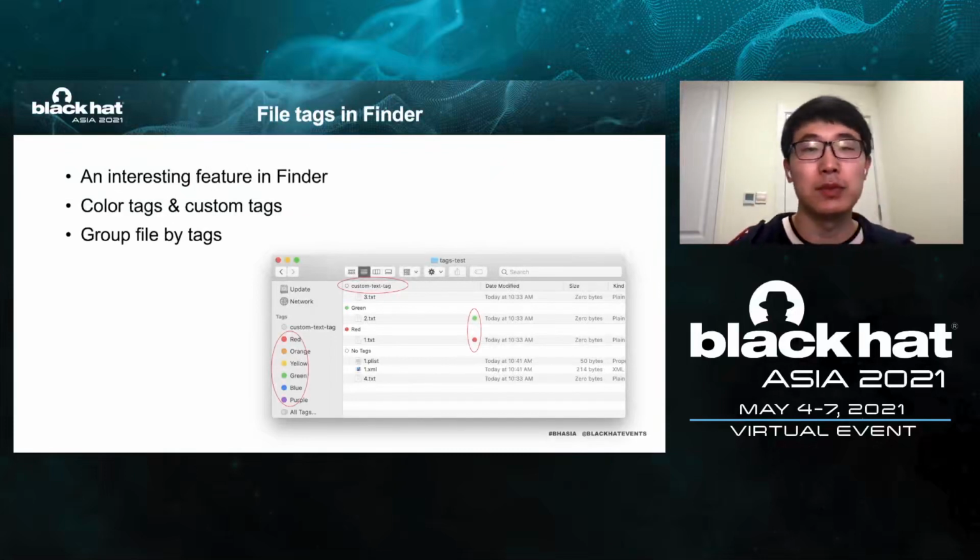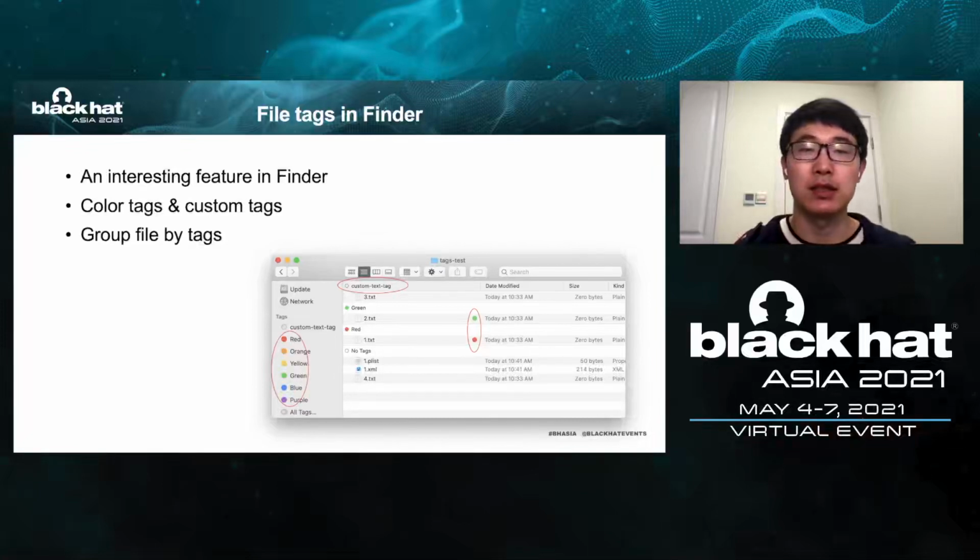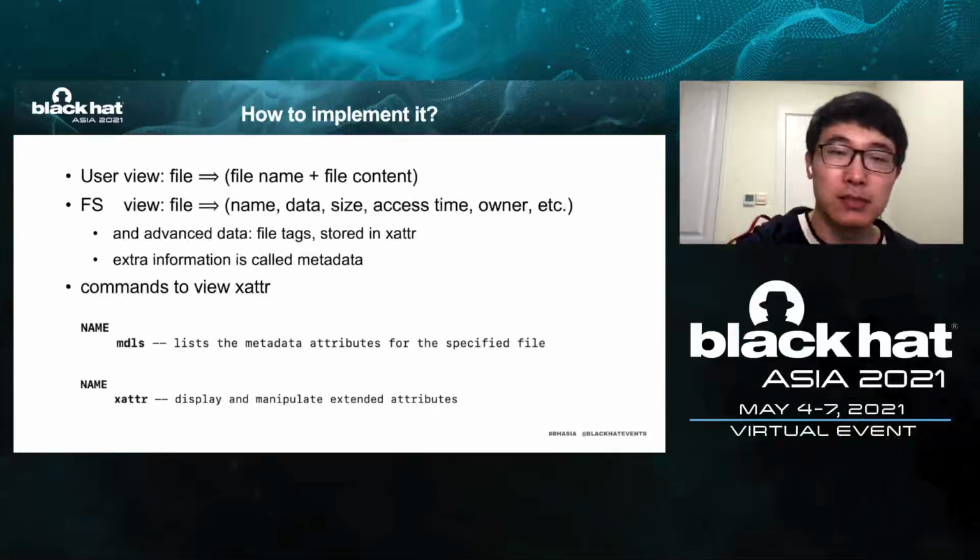About extended attributes, let's see an example. We usually use Finder to manage our files. There are many interesting features in Finder. For example, file tags. In Finder, you can mark a file with a color tag. You can assign a red tag to a file and a green tag to another file. You can also customize some text tags by yourself, as shown in the figure. Then, if you try to sort or group files by tags, files with the same tag will group together. This is more in line with your personal preferences than sorting by file name. This feature seems to be powerful.